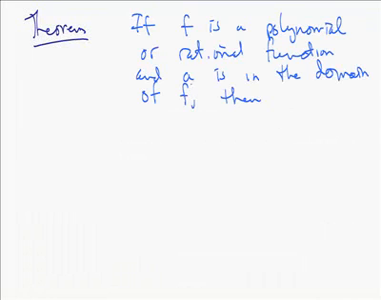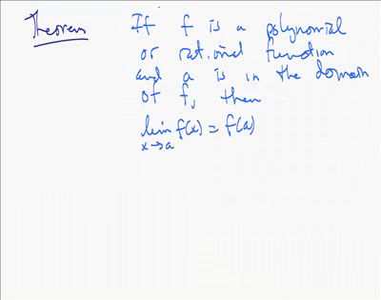The next theorem comes about as a direct result of the direct substitution property. Remember what the direct substitution property says. It said that if f is a polynomial or a rational function, and a is a point that's in the domain of that function, so it's always going to be in the domain of the polynomial, and it'll be in the domain of the rational function as long as it doesn't make the denominator 0, then the limit as x approaches a of f of x is exactly equal to f of a. This again was the direct substitution property from 2.3.